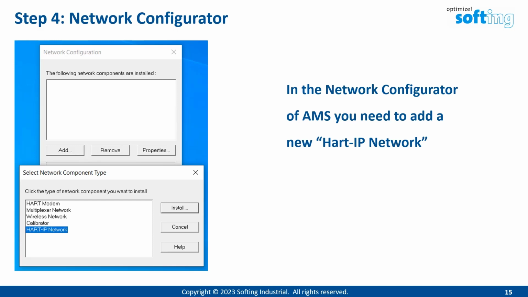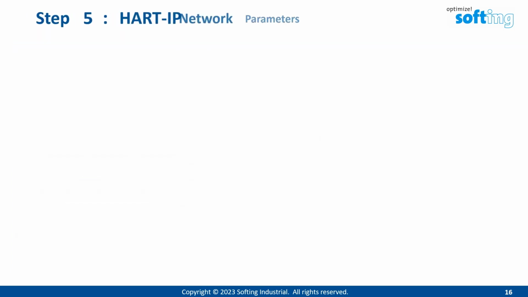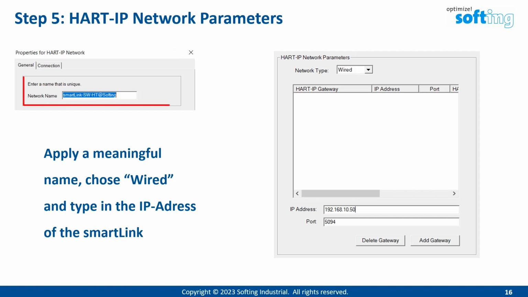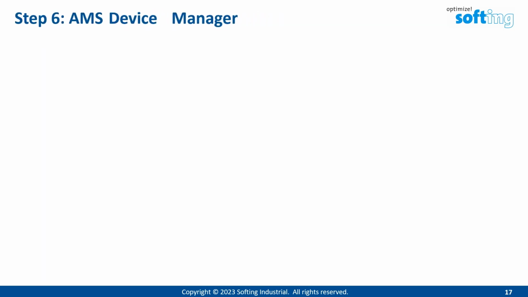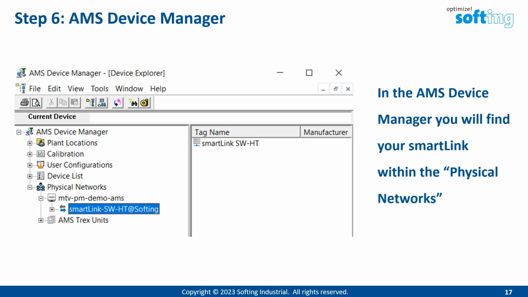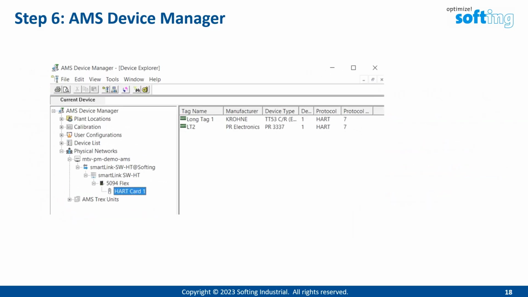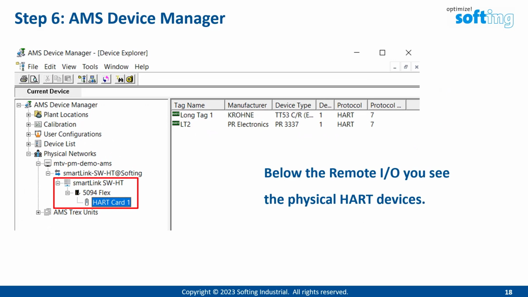SmartLink SWHT is working as a HART IP device. Type in a unique name and the SmartLink's IP address. In AMS Device Manager, you will find your symbolic name of SmartLink. Right below your HART I/O module, you have access to your HART devices. Can it be any easier?